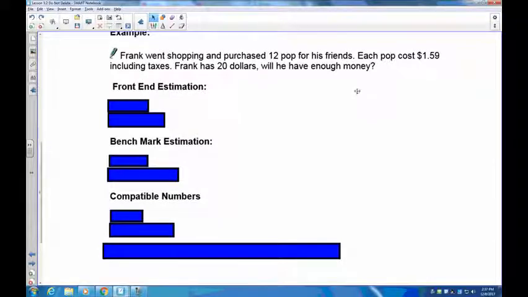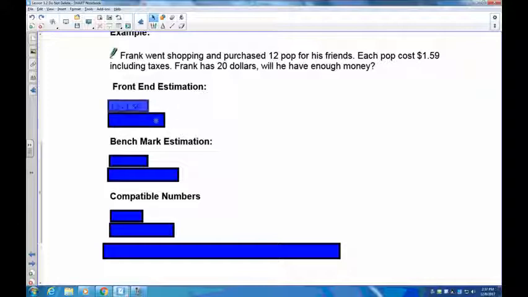Frank went shopping, and he purchased 12 pop for his friends. Each pop cost $1.59, including taxes. Frank has $20. So if he goes to the store and he wants to buy 12 pop for $1.59, will he have enough money if he takes $20? So here we go with our front-end estimation. $1.59, and we have 12.